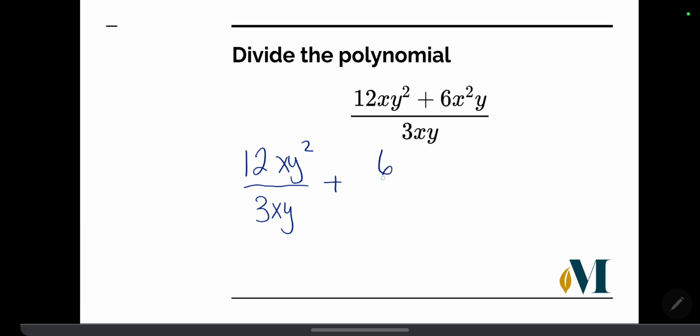Separated by the addition sign, I'm taking the sum of... ooh, that's not x, that is a 6. 6x squared y divided by 3xy. So we took it one at a time. Now let's divide these terms.